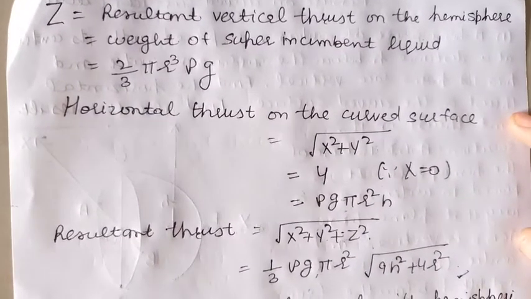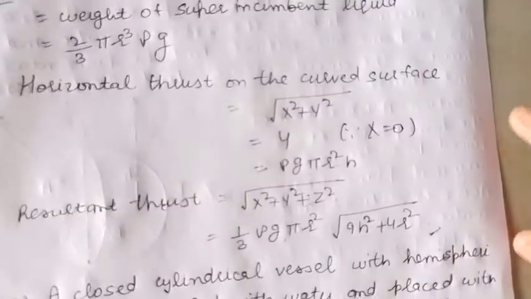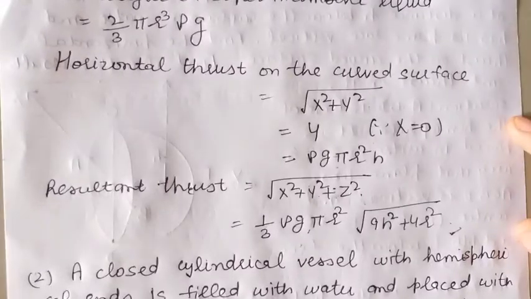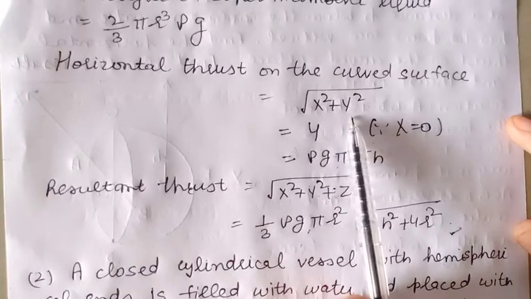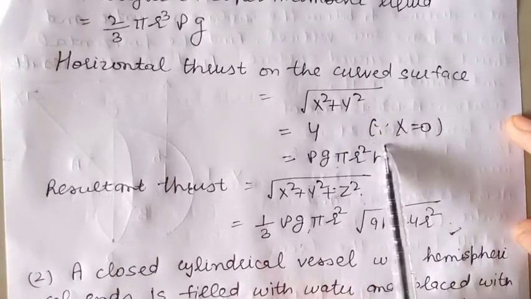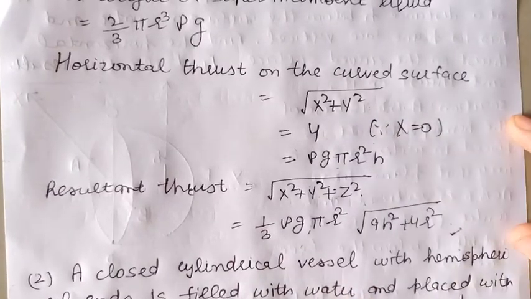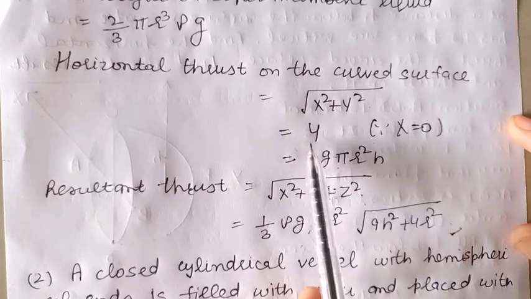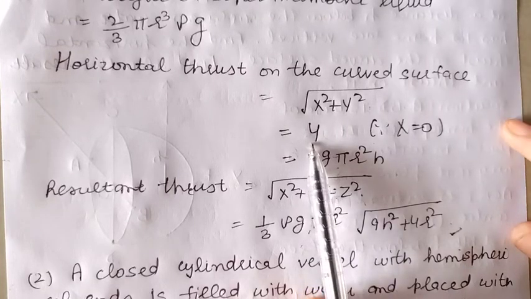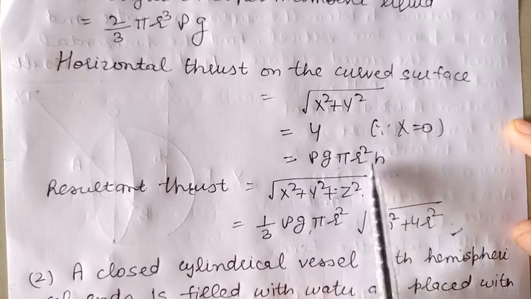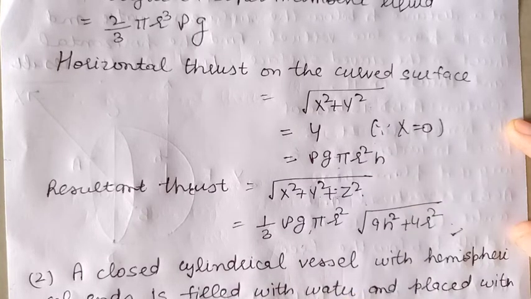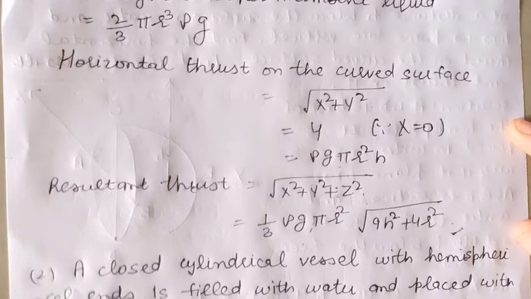So we can find the horizontal thrust on the curved surface, and by definition it is given by square root of x square plus y square. Now because x is 0, the horizontal thrust on the curved surface will be y, and the value of y we have already obtained. This is rho g pi r square h. So in this way we have obtained the horizontal thrust on the curved surface.